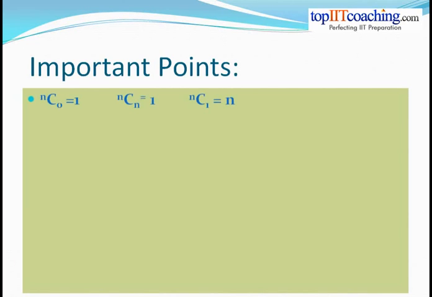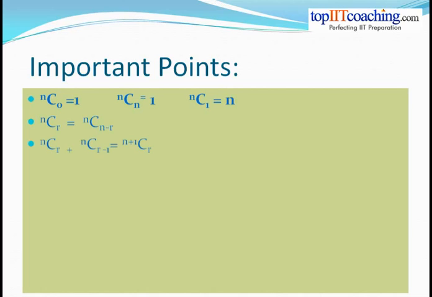Now some of the important points to note are nC0 is equal to 1, nCn is equal to 1 and nC1 is equal to n. Also nCr is equal to nC(n minus r).